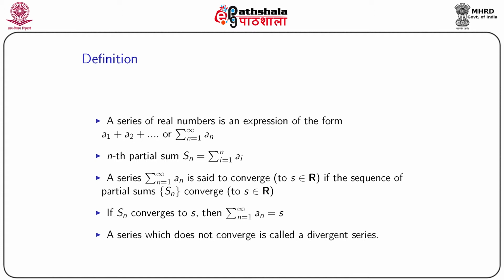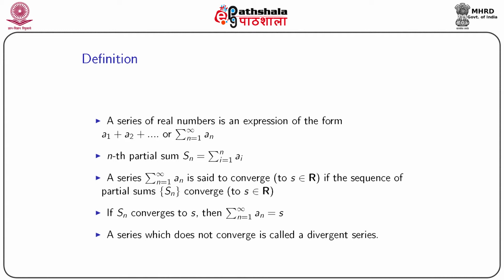For this series of real numbers, we define the nth partial sum as Sn, the sum over i from 1 to n of ai. So we are adding the first n elements: a1 plus a2 plus a3 up to an. If you take n equal to 2, that means we are talking about a1 plus a2. If I take n equal to 3, that means it's a1 plus a2 plus a3.